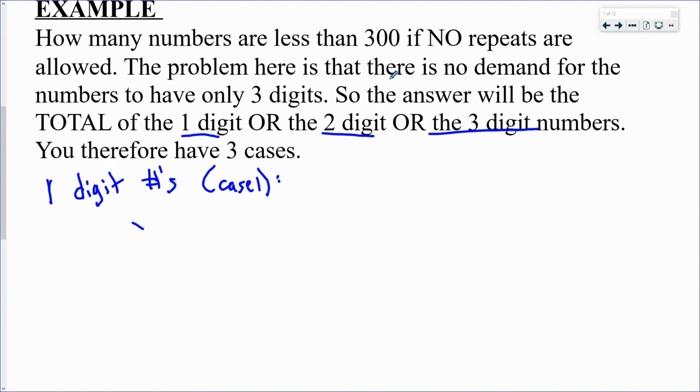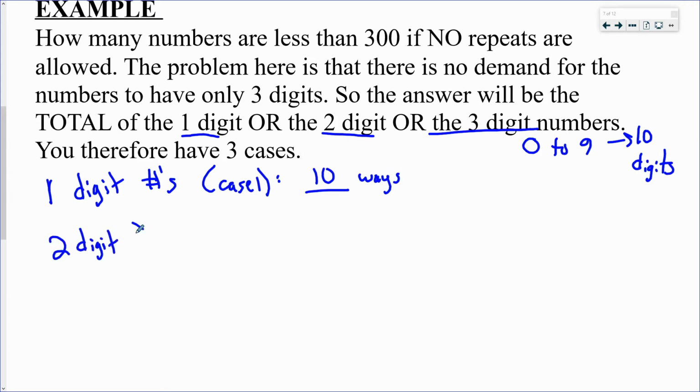Okay, and then some of you might be like, well, what digits are we allowed to use? Well, the regular digits 0 to 9, right? So there's actually 10 digits, right? 0 to 9 involves 10 digits. You can count them up on your fingers if you don't believe me. So for a 1-digit number, I'm going to have 10 options. That's it, right? It could be 0, 1, 2, 3, 4, etc. The 2-digit numbers. Well, that's case 2.